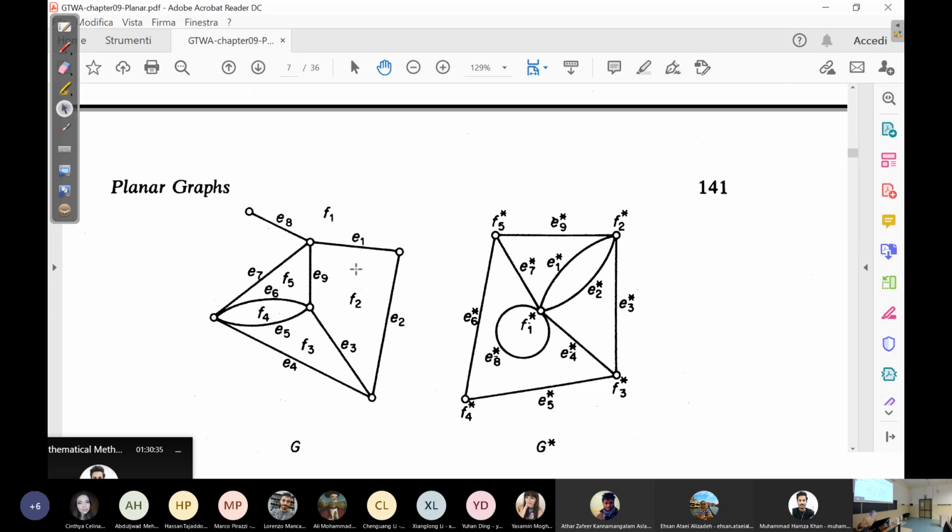You can see, for instance, that F1 and F2 are separated by edge E1, so F1 star and F2 star are joined by E1 star. But look, there is also an E2 star. Why? Because F1 and F2 also have another edge separating them, which is E2, and so there is an edge E2 star joining F1 star with F2 star.